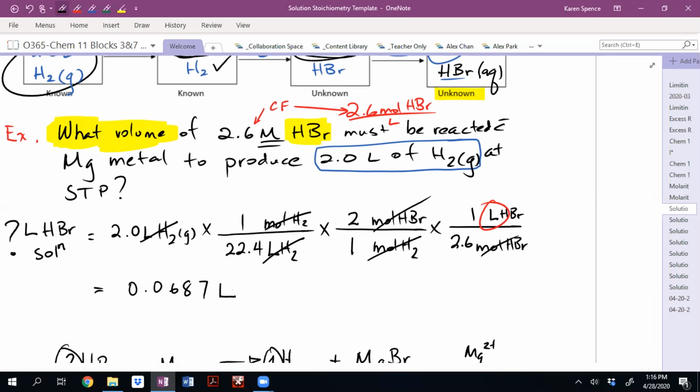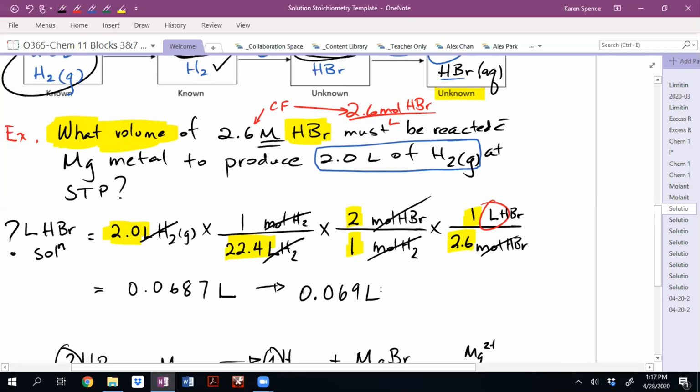Miss Spence, what about significant figures? Oh yeah, we need to deal with that. Yeah, we need to check our sig figs. Okay, so let's start by checking sig figs. We've got 2 sig figs there, 3 there. We've got infinite sig figs, infinite, and 2. So we want to go to 2 sig figs. So that will be 0.069 liters.